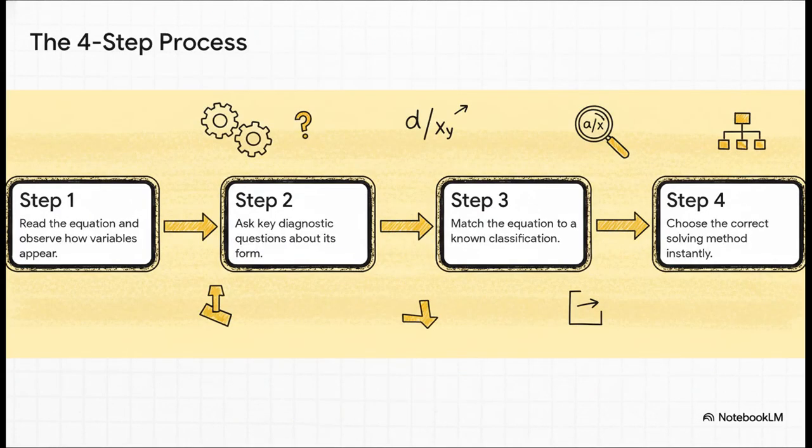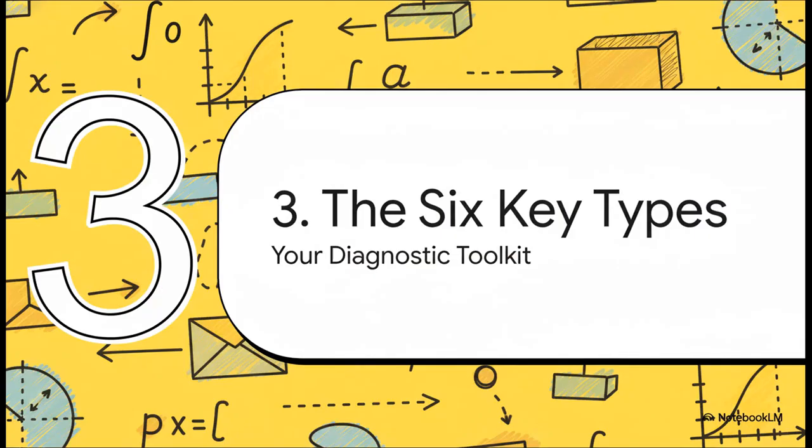The process itself is so simple and logical. You just look at the equation, ask yourself a couple of key questions, match it to one of the known types, and boom. Just like that, you know exactly what to do. It turns a wild guessing game into a clear 4-step process. All right, let's open up that diagnostic toolkit. We're going to go through the 6 essential classifications that you really need to have in your back pocket. I promise you, if you master spotting these 6 types, you'll be able to handle almost any first or second order DE they throw at you.